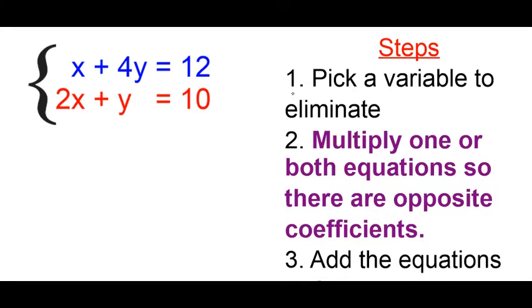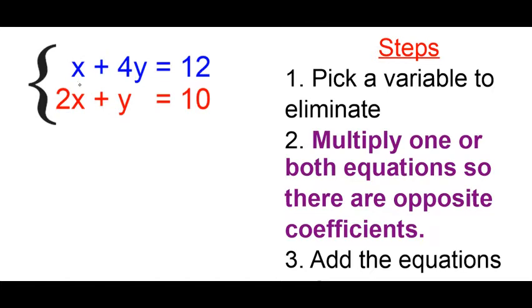Now, in the previous video, it was really easy to pick a variable to eliminate because one had a positive coefficient while one had a negative. In this problem, it's a little bit more difficult because here I have a 1, a 2, and a 4, a 1. So it really doesn't matter what we pick. So what I'm going to do is eliminate x because I can.